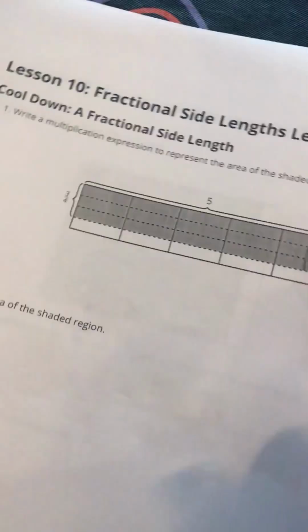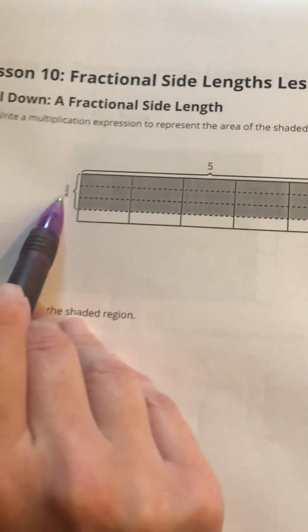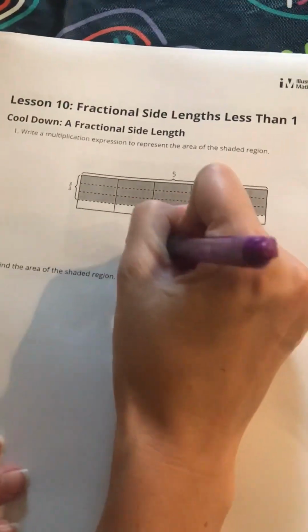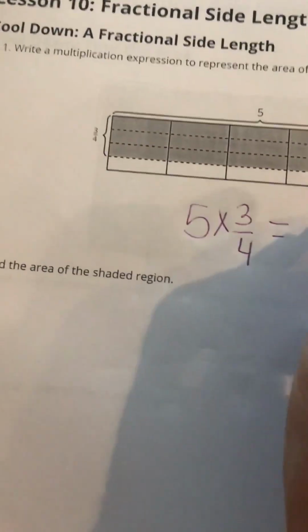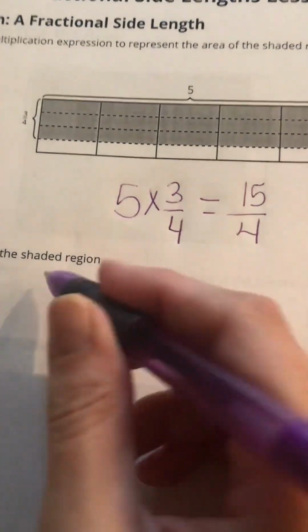It says write a multiplication expression to represent the area of the shaded region. So now I've got 3/4. I can see that there's 3 out of the 4 pieces shaded, and we've also got a length of 5 again. So it would be 5 times 3/4. If I multiply the 5 times the 3, I end up with 15/4. And that's what number 2 is asking us to find, the area of the shaded region. So we wrote our expression here, and then I just went ahead and found the area.